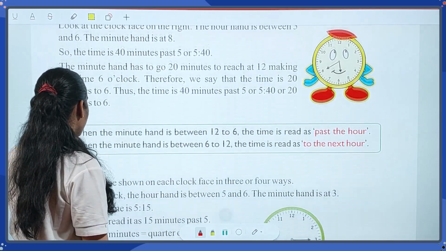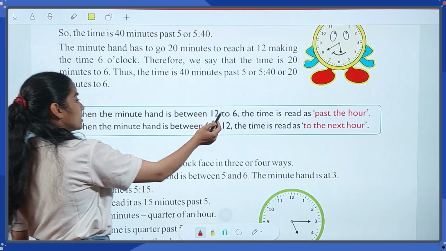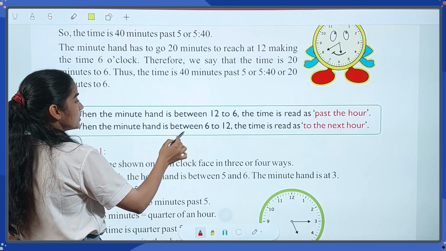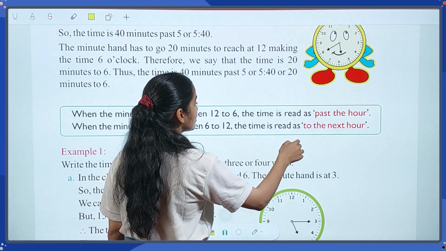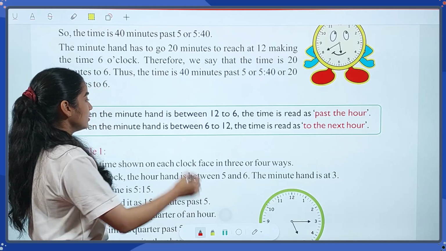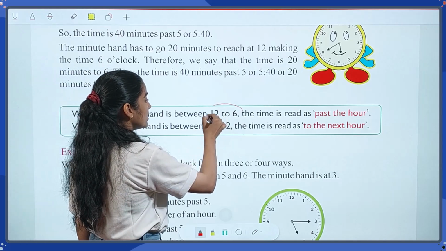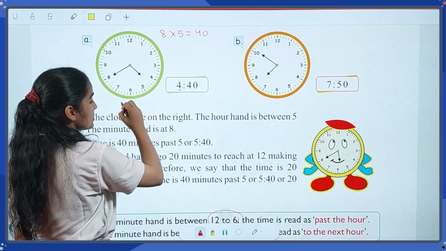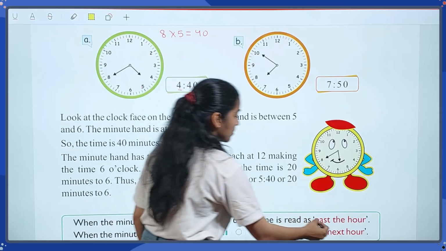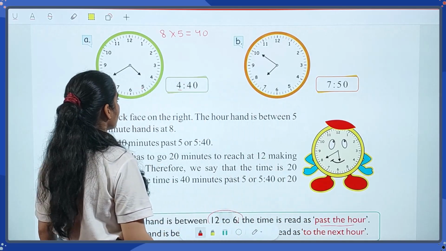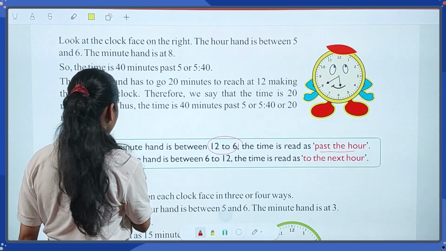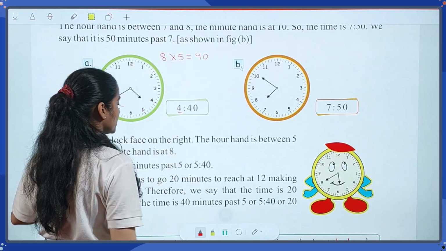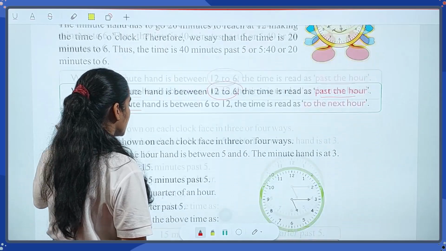Okay. When the minute hand is between 12 and 6, the time is read as past the hour. When the minute hand is between 6 and 12, the time is read as to the next hour. So when your minute hand is between 12 and 6, it means past. What do you have to use? Past the hour. And if your minute hand is between 6 and 12, it means this is to the next hour.